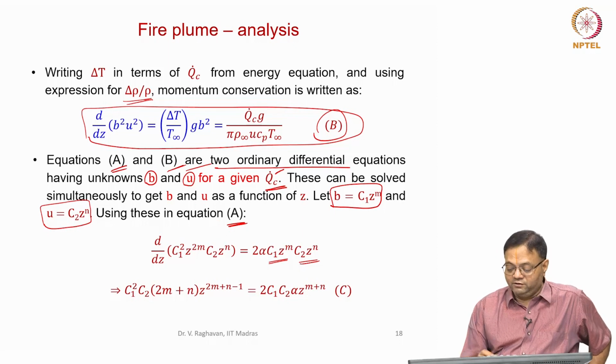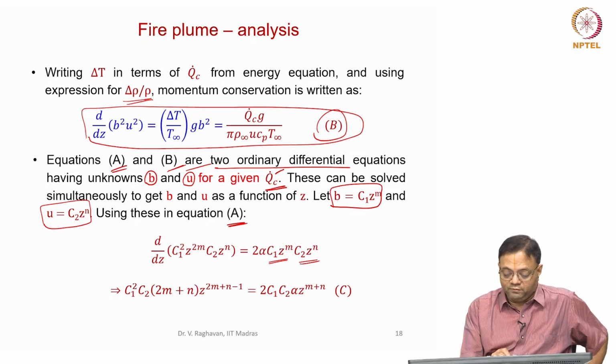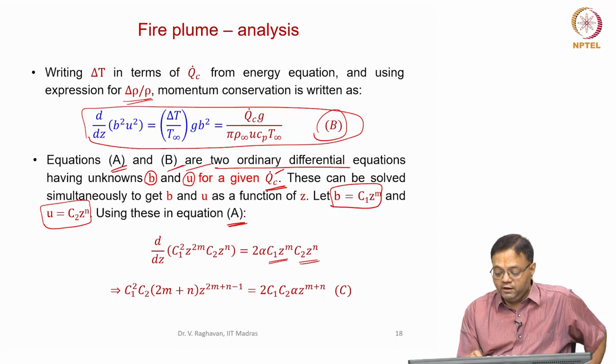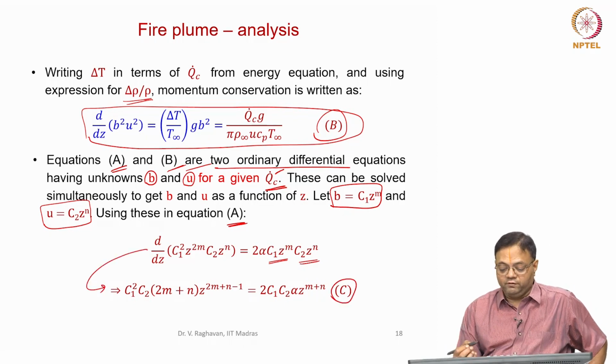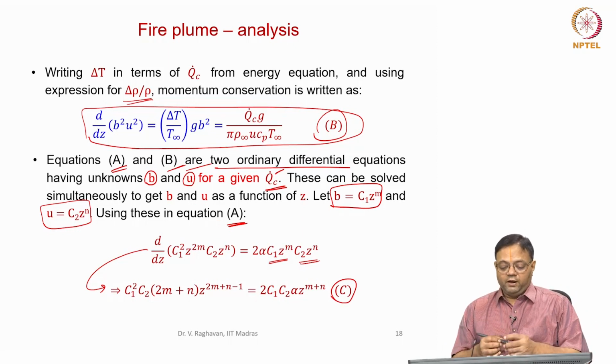Now, I rearrange this. C1 square C2 (2m plus n) z power 2m plus n minus 1. So, differentiate this, I get this equal to 2 alpha C1 C2 z power m plus n. So when you differentiate this, I get this. That I call equation C.